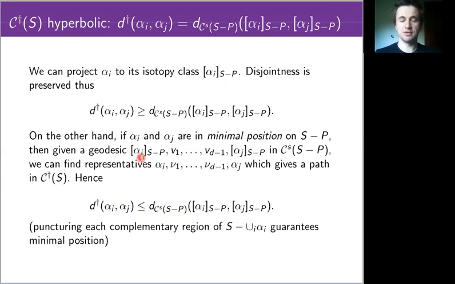And that turns out to be true. So given any path, or geodesic, the vertices between alpha I and alpha J, their isotopy classes in S minus P, as long as these are surviving curve graph vertices, then what we can do is we can find, by induction, representatives of these curves on the surface S, such that any two consecutive curves are in fact disjoint on S. And that is precisely what we need to lift any path here to a path in C dagger. And so we get the opposite inequality.